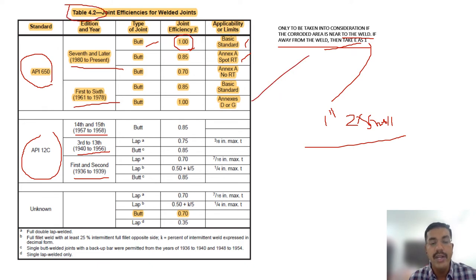Okay? If it is unknown, then for a butt weld, it is 0.7. Usually, sometimes they say the standard is unknown. There is no standard, we don't know the standard, and it's a butt weld. So how much will it be? It will be 0.7. So now it is clear, whatever you get in the closed book or open book exam for T minimum and HT, now I believe you are able to do this. If you have any doubt, put it in the comments, I will answer that.